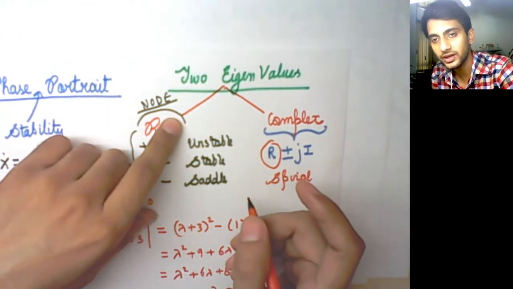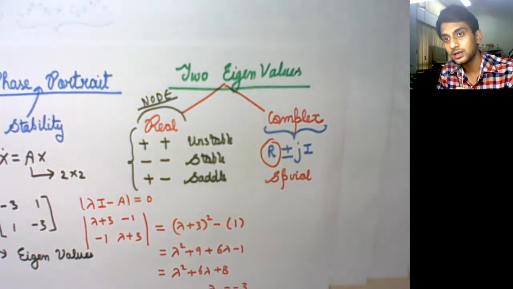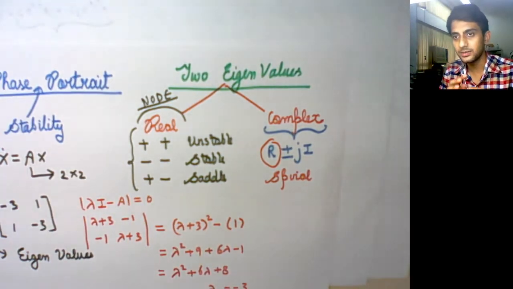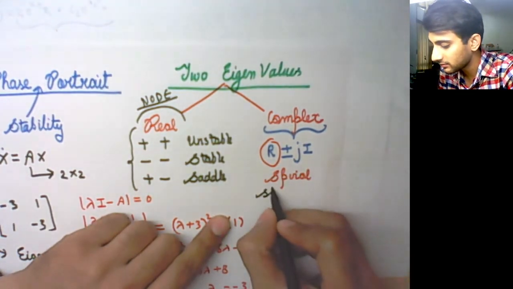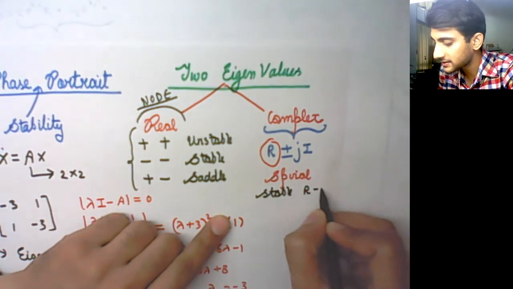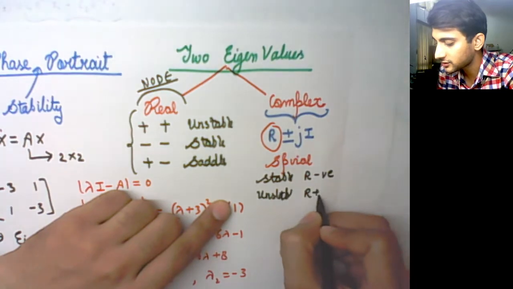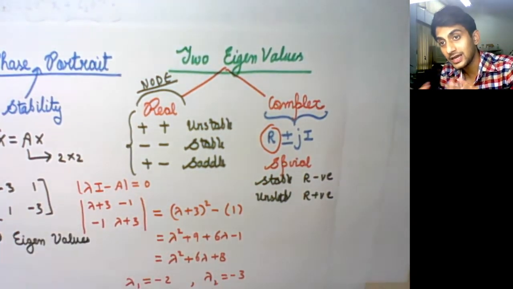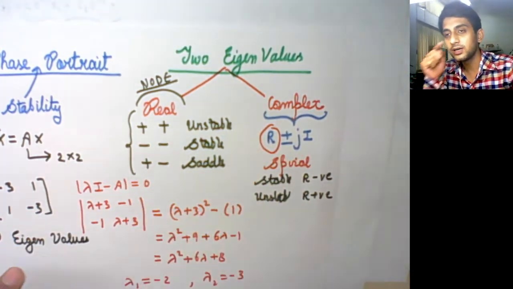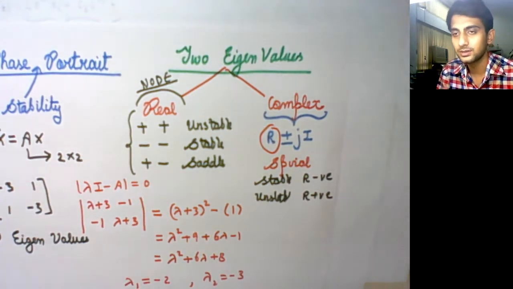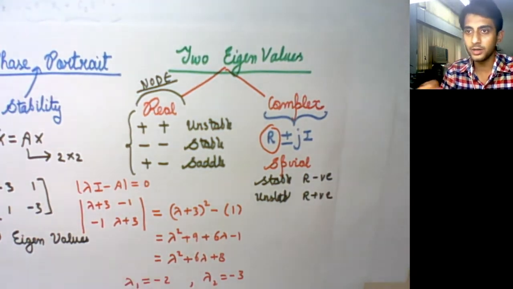When the eigenvalues are both real, we call it a node. When the eigenvalues are complex, we call it a spiral. Now, this spiral will be stable or unstable depending on the sign of the real part. The spiral will be stable if the real part is negative, and unstable if the real part is positive. In case the real part equals 0 and you have pure imaginary values, then your spiral will come in the form of a circle or ellipse. Okay, closed trajectories, not coming to the origin at all.